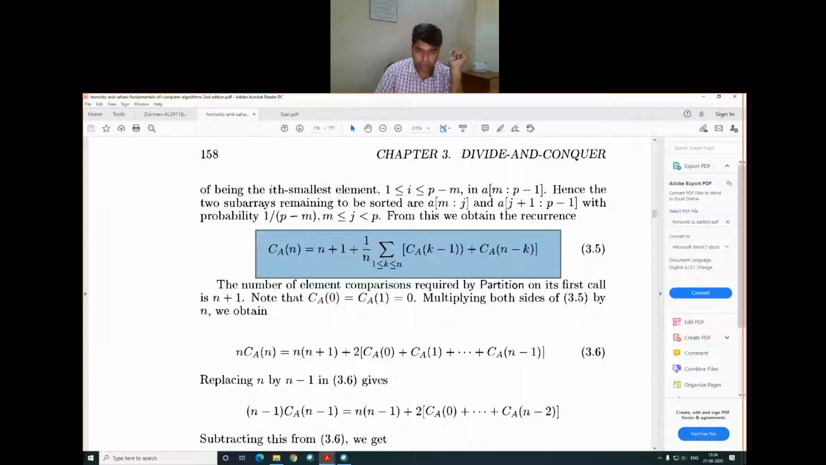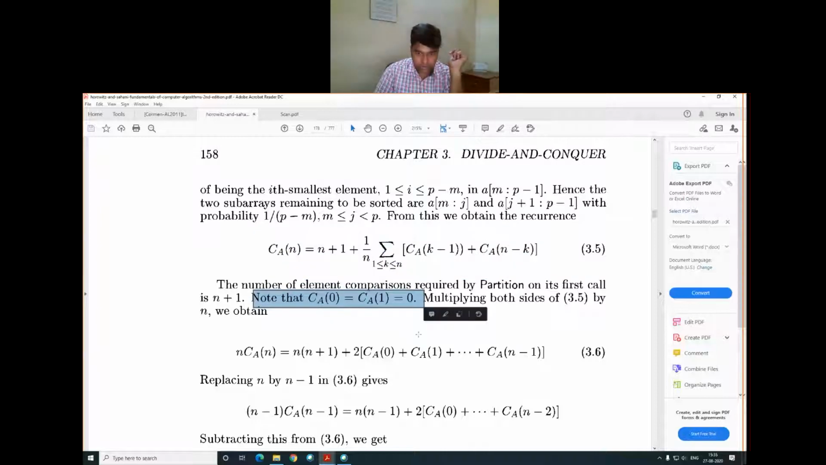On average, right? Due to this reason we are dividing by 1 upon n. Why are we doing 1 upon n? Because it is an average, so we are dividing by n. And the summation of C of A k minus 1 plus C of A n minus k. It is the same that we have discussed. Now we are manipulating and reducing this equation. Multiply both sides of equation 3.5 by n, meaning we multiply this equation by n on both sides.